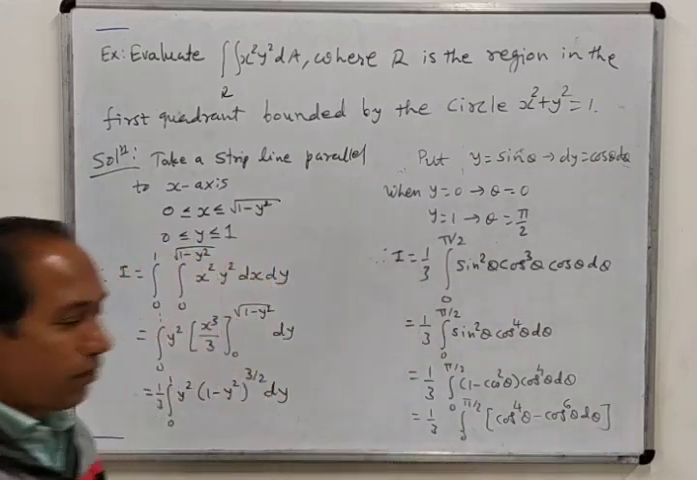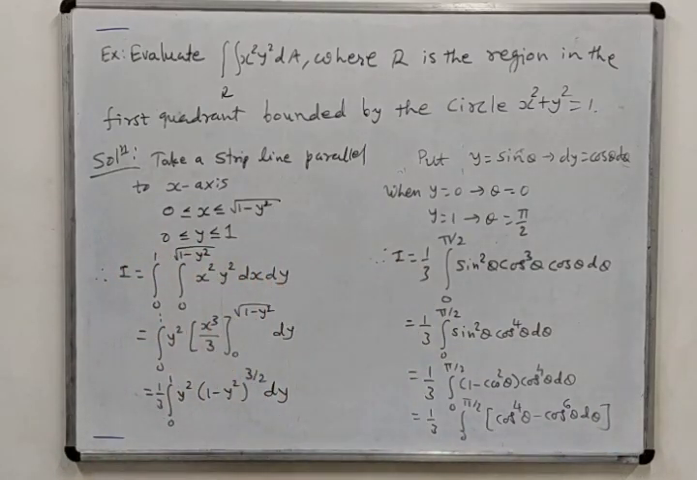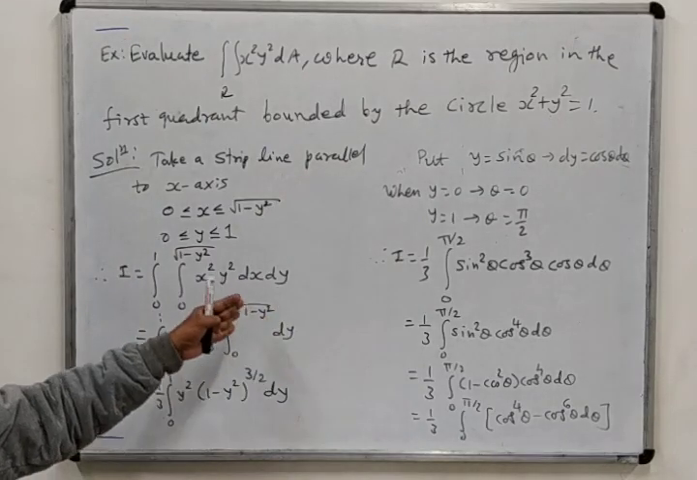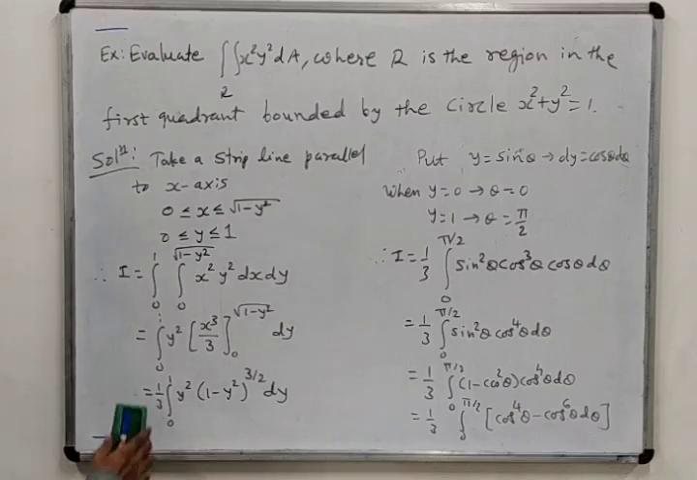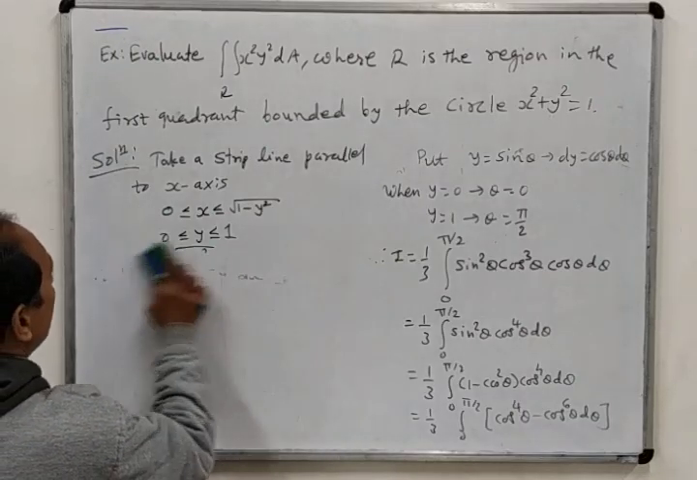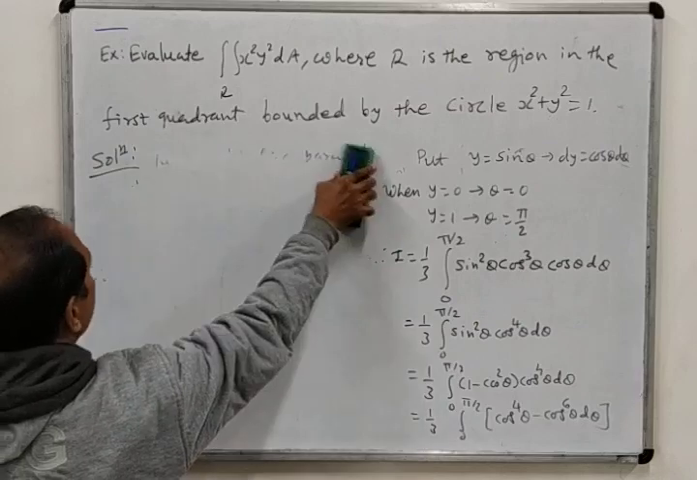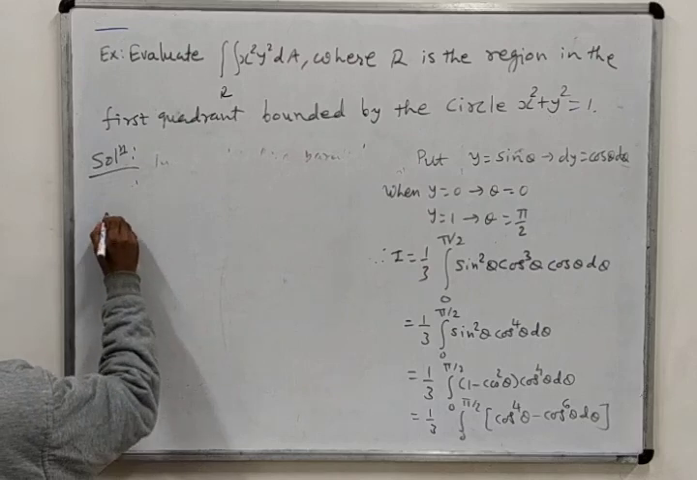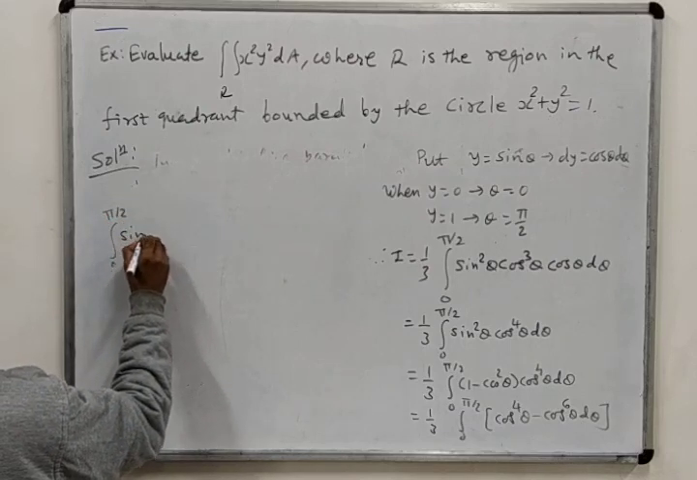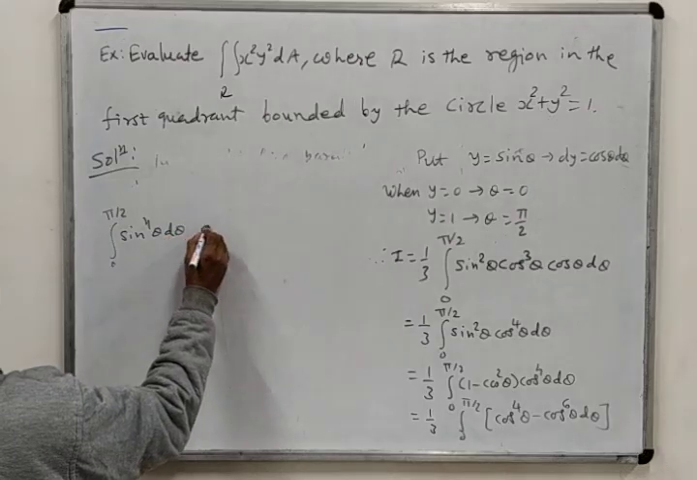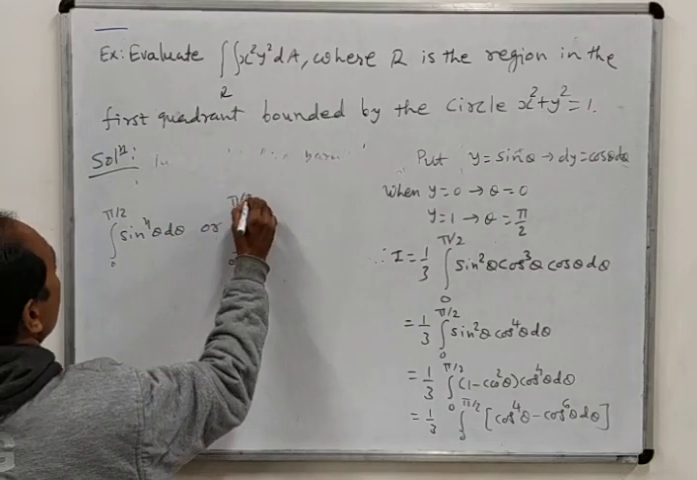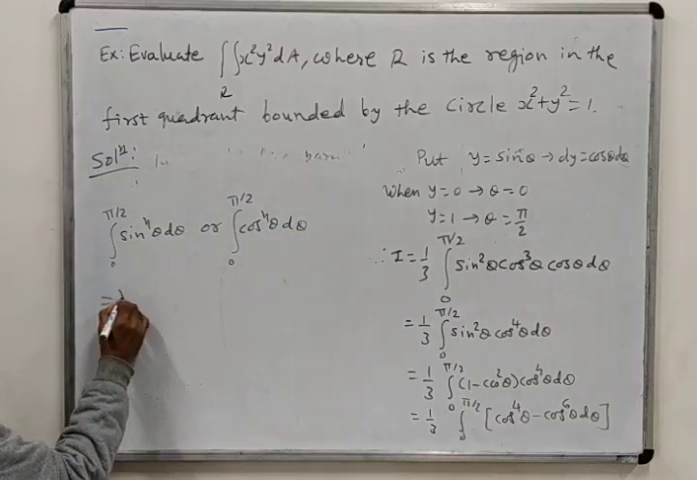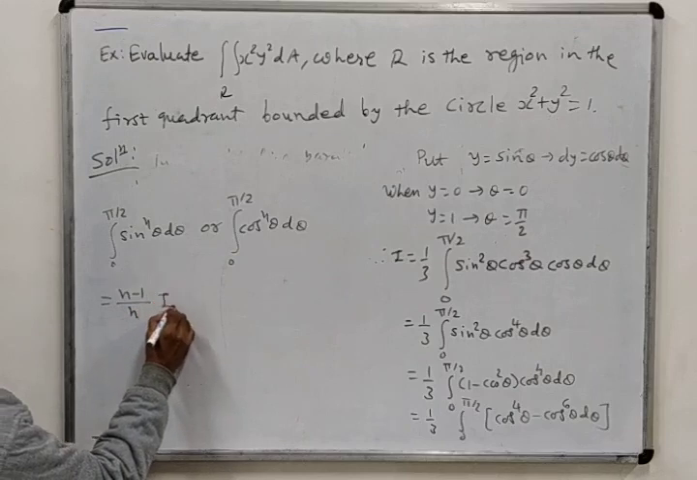Here I want to show you one simple formula. If you have written this one, then I will just erase it out. Now see, I want to focus on a formula. We have a formula of 0 to pi by 2 sin raised to n theta d theta, or integration 0 to pi by 2 cos raised to n theta d theta. Both have the same formula. That means it has n minus 1 upon n into I n minus 2.